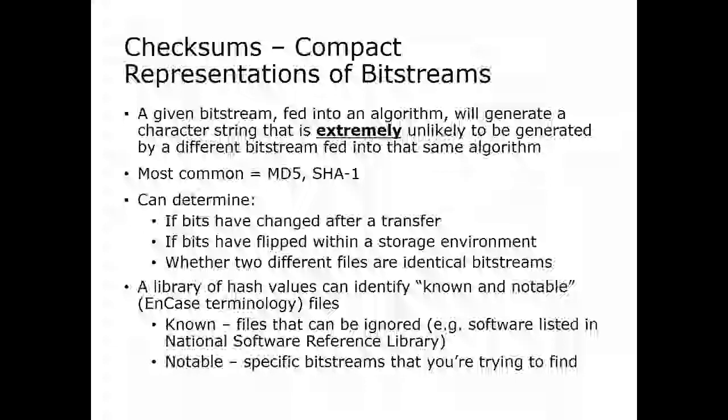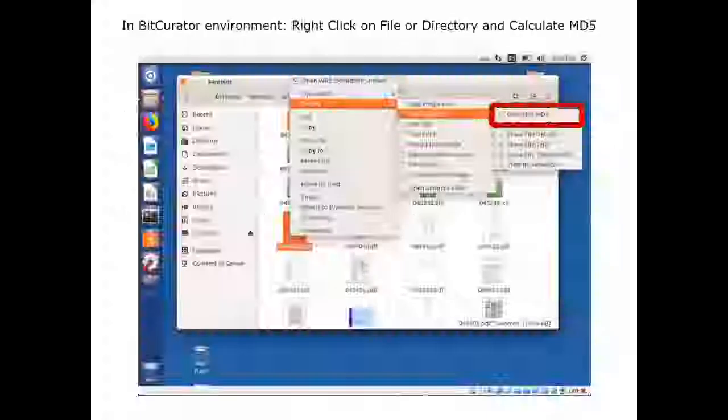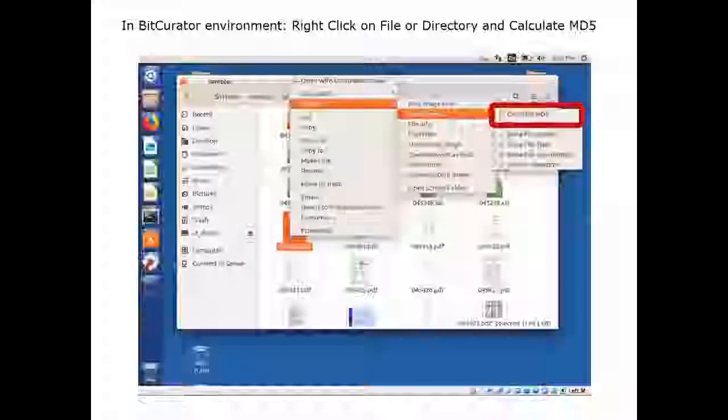So as I'm sure you'll all agree, having some motivation behind just having somebody type something at the command line can really help to motivate students to do it, right? Rather than just practicing typing obscure things at the command line. In the BitCurator environment, you can right-click on a file or directory and calculate MD5.